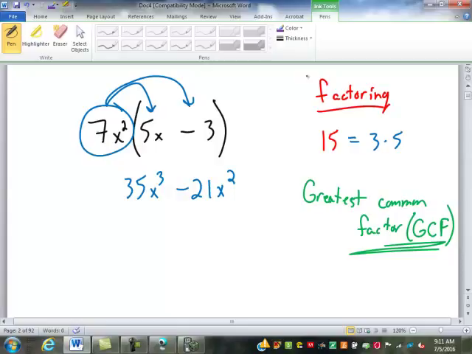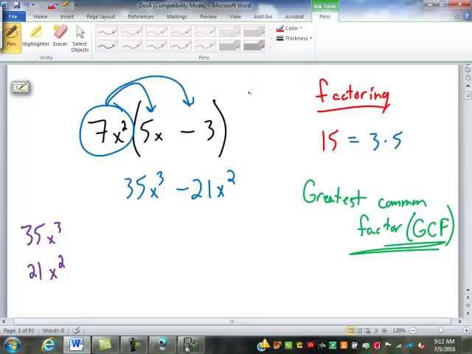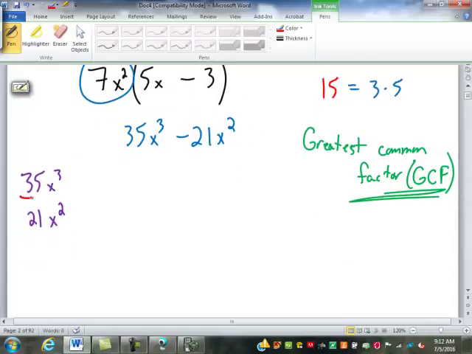So what we're looking at is the digits here. We have 35x to the third and 21x squared. So let's just look at the numbers, the 35 and the 21. Can anybody look at those and see the greatest common factor? 7. Very good. Now, if you didn't see that, you would factor. 35 is 5 times 7. 21 is 3 times 7. So the only common factor is the 7. So that's our greatest common factor. If there are more than one common factors, we'd multiply them together to get the greatest common factor.